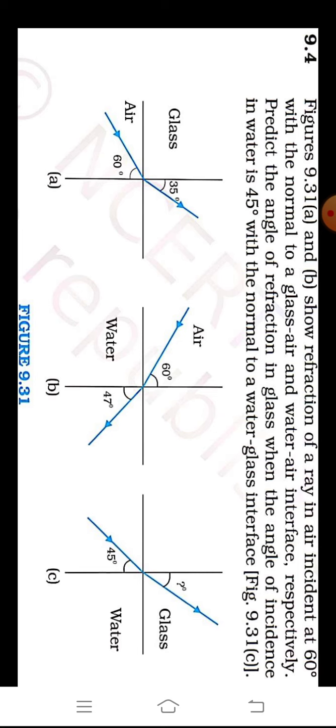Here, for first, for air, angle of incidence given 60 degree, and for glass, angle of refraction given 35 degree. Here, the refractive index of glass and water is not mentioned. That's why from first two figures easily we can calculate the refractive index of glass and refractive index of water. That will be used for the third diagram. In that, angle of incidence for water is given and angle of refraction for the glass has to be calculated.